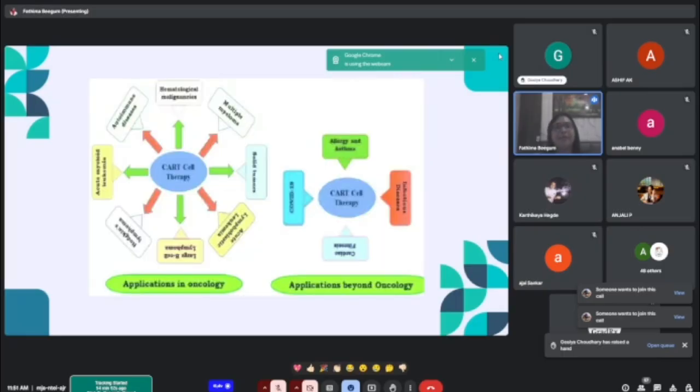Applications of CAR T cell therapy: it is used in cancer and also for other purposes. Beyond oncology also it is used. It is used in fibrosis, we can even use it in allergy and asthma, and we can use it in COVID-19 also. Then type 1 diabetes, and autoimmune disorders, we can use this CAR T cell therapy.